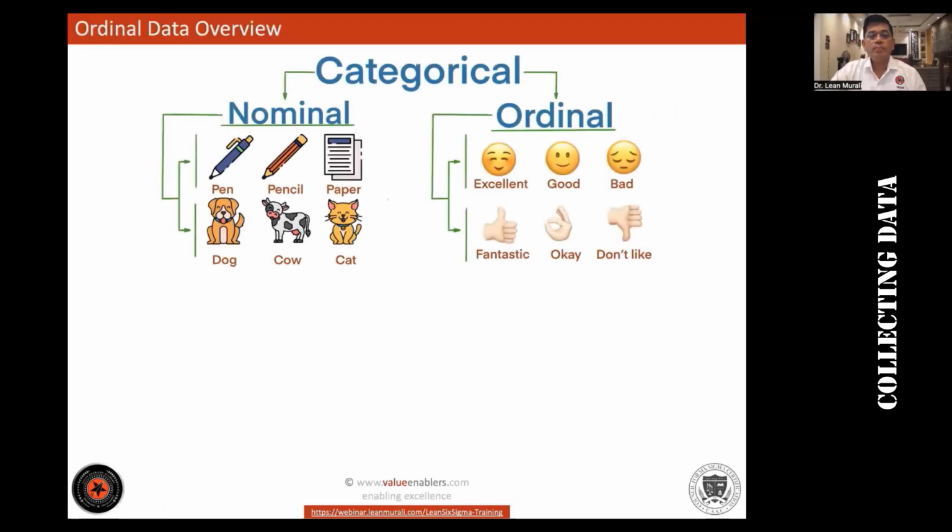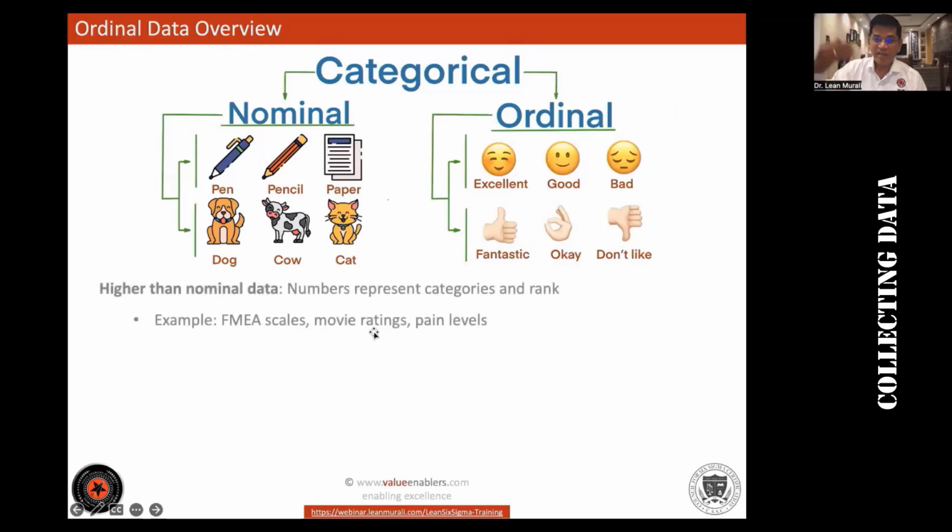Fantastic. Now, let's go into ordinal data. We've already seen nominal data, like pens, pencils, papers, cow, cat, etc. Ordinal data is in order: excellent, good, bad, fantastic, and all that. Under the attribute data category, it is a little better than nominal data.